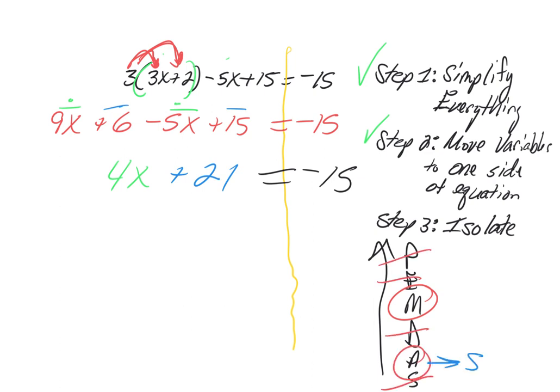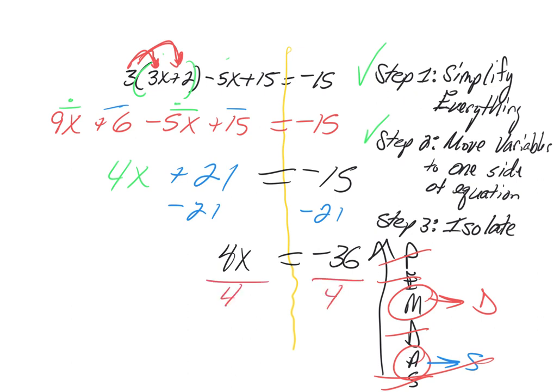The inverse of addition is subtraction. So I'll subtract 21 from both sides. So now I get 4x is equal to negative 36. So since I did my addition, I'm now moving on to multiplying, which the inverse is dividing. So I'll divide each side by 4, and x is then equal to negative 9.